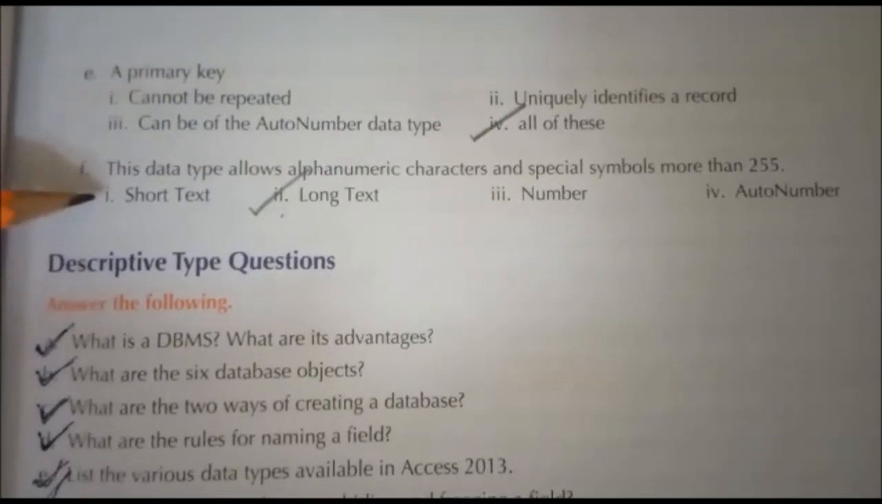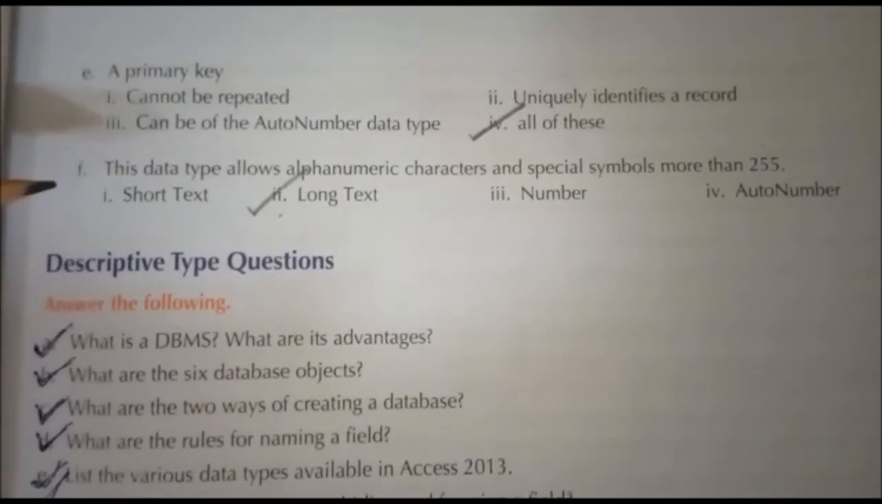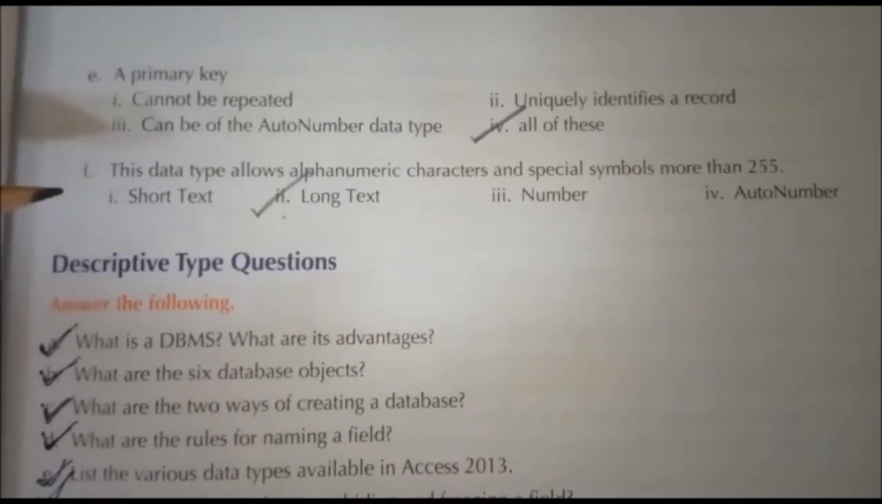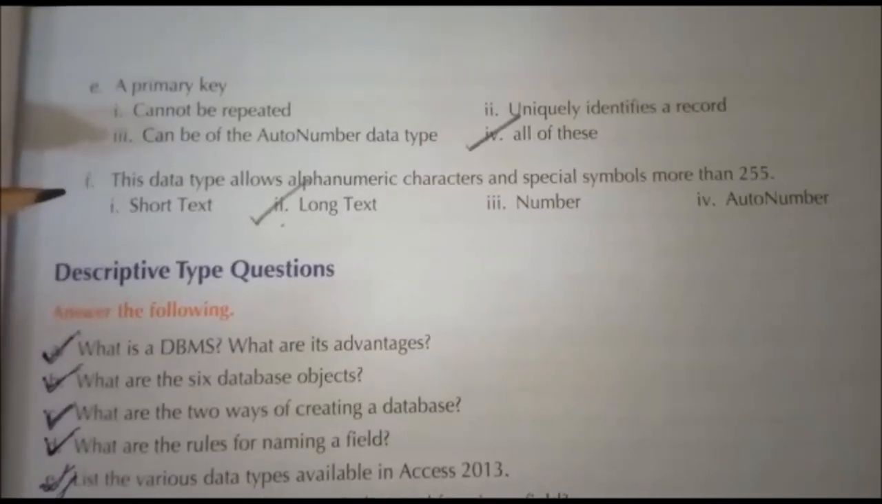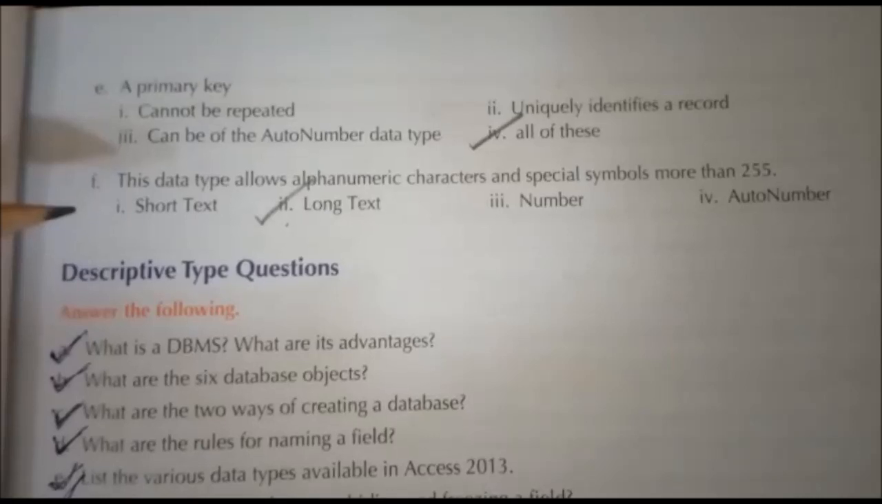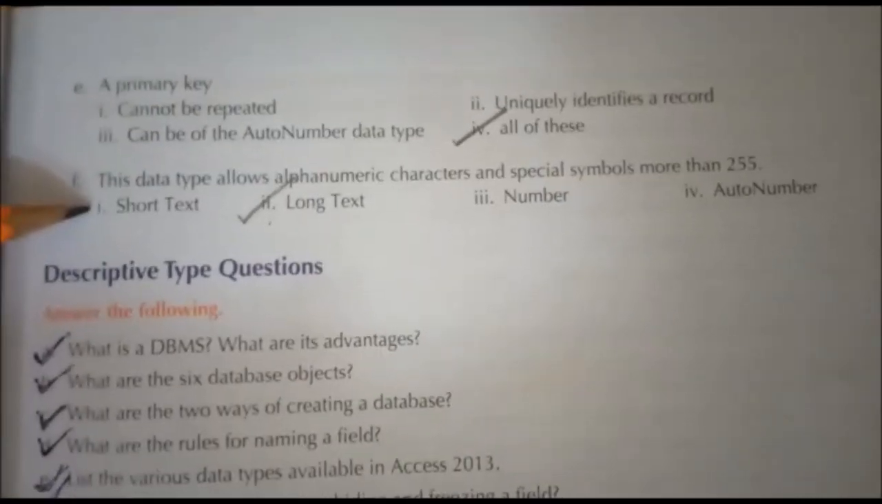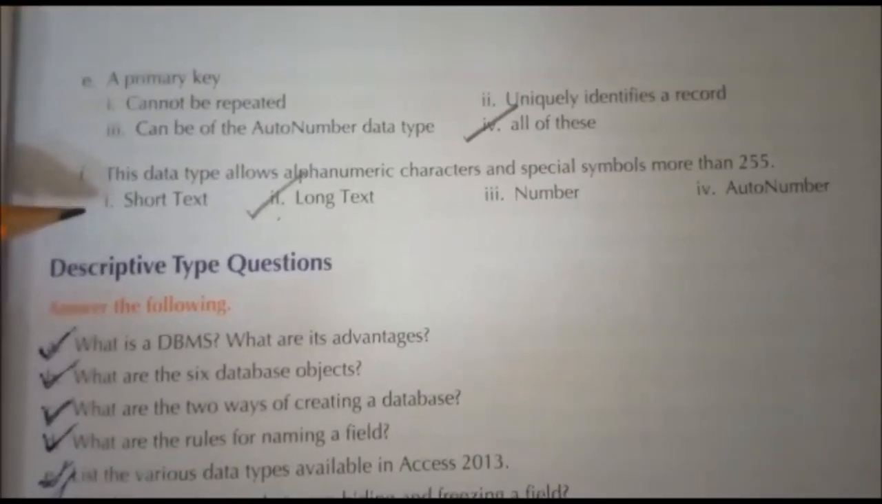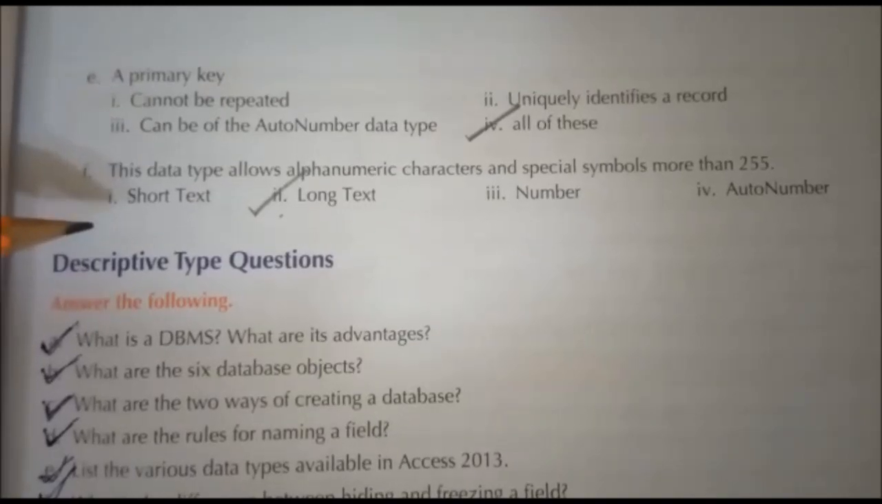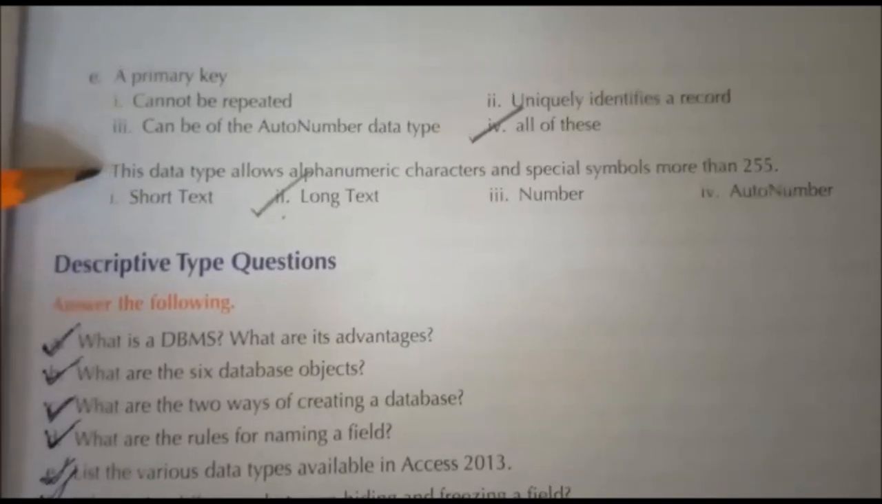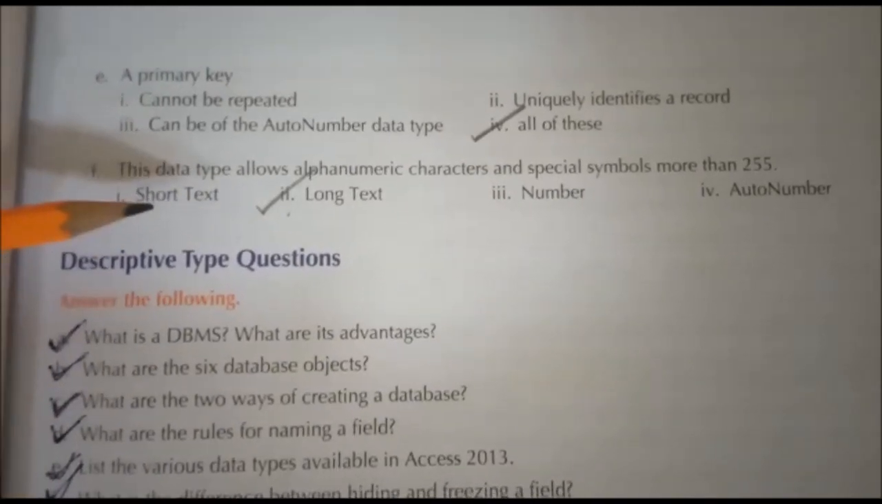Number 6. This data type allows alphanumeric characters and special symbols more than 255. Options: short text, long text, number, auto number. And the correct answer is long text.